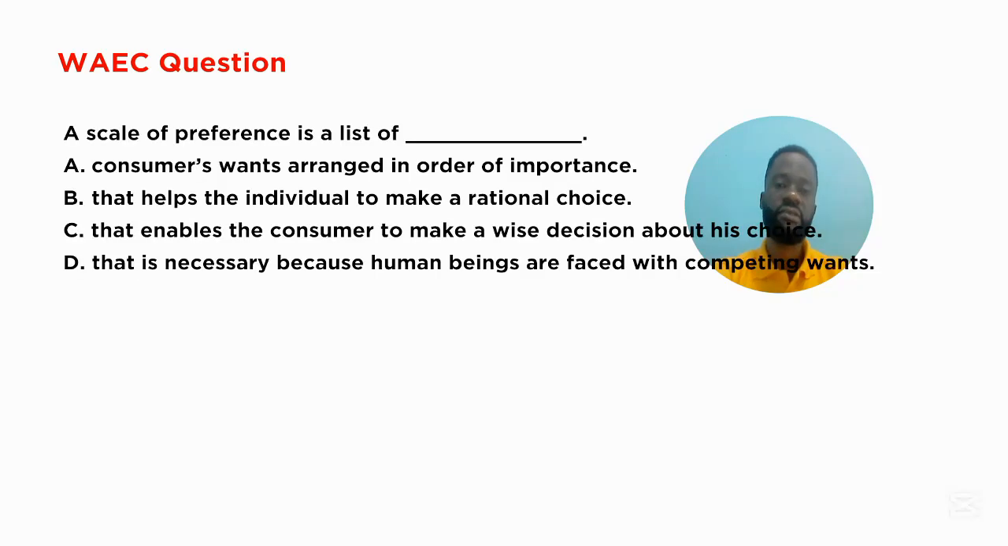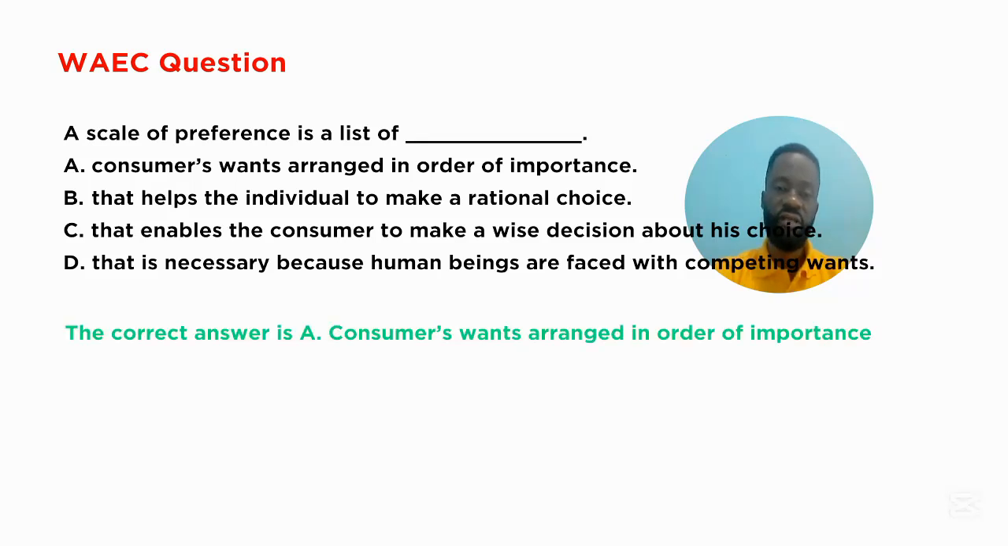Next one. A scale of preference is a list of dash. Though this question is similar to the one we just treated, let's go through it. A scale of preference is a list of dash. A. Consumers' wants arranged in order of importance. B. That helps the individual to make a rational choice. C. That enables the consumer to make a wise decision about his choice. And D. That is necessary because human beings are faced with competing wants.